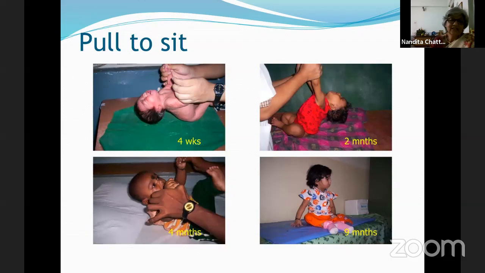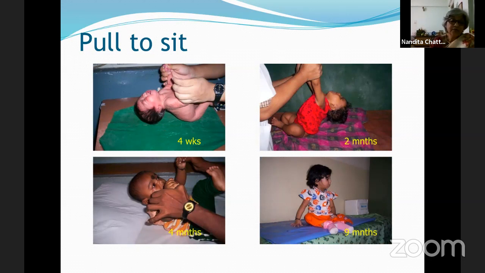Next slide, please. Yes. Now what do I do? I pull the babies up, holding their arms. So this is a pull to sit maneuver. And what do I see? The 4-weeker is limp. His head is lagging behind. The 2-month-old, also his head is lagging behind, but again, he could momentarily lift it to the body plane, and then it sags behind.